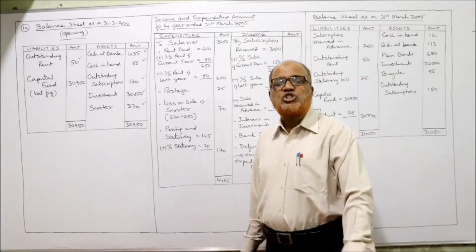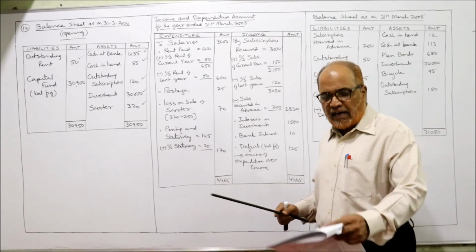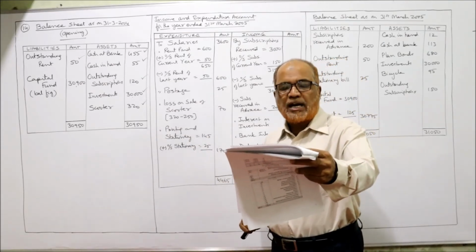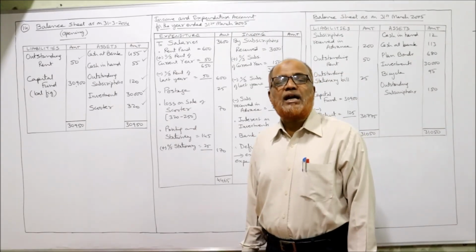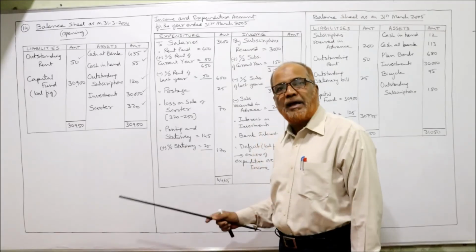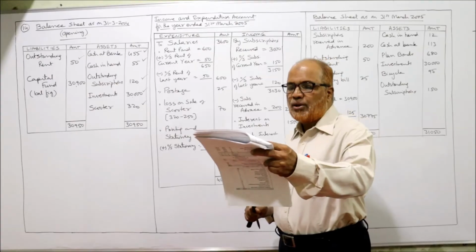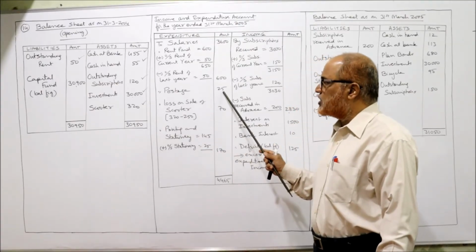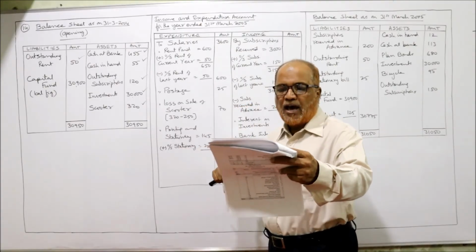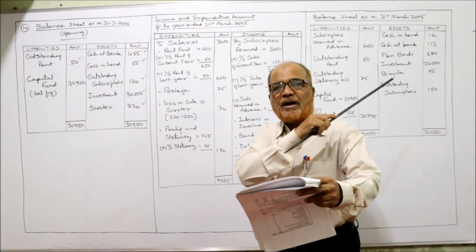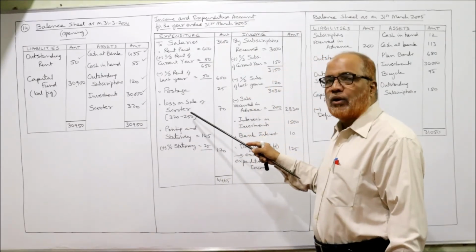After rent, printing and stationery 145. So you can see printing and stationery 140. In the adjustment it is given: outstanding against stationery bill 25. The 25 rupees outstanding stationery bill will be added. Then after stationery, postage 25, directly postage 25. Next, bicycle purchase is an asset, plant bonds is an asset, and closing balance of cash in hand, cash at bank is an asset.